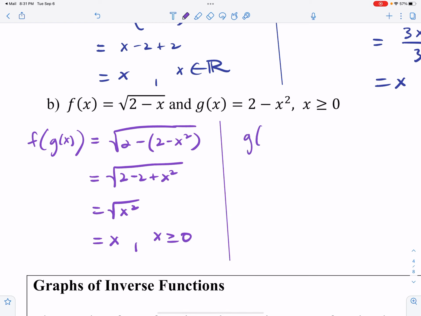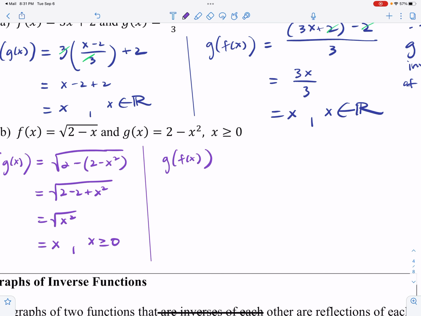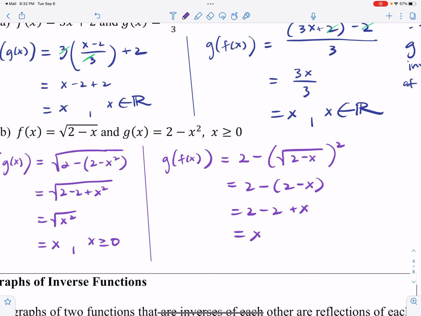And let's do g composed with f. This will be for the domain of the inside function. So we'll have 2 minus the square root of 2 minus x squared. So that'll end up simplifying down to 2 minus the quantity 2 minus x. And then if we distribute that negative, that simplifies down to x.